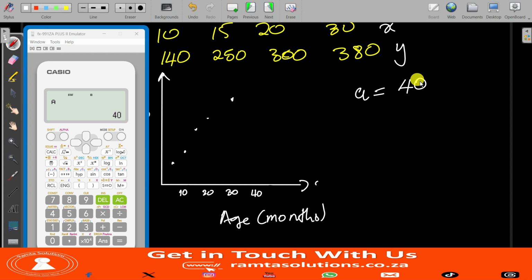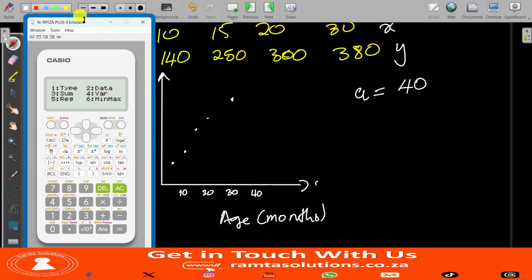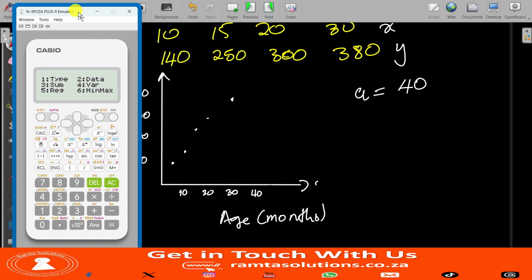All right. Now, once again, we're going to press shift 1. Even if you press AC to clear the screen is fine. We're going to look for B. We took A. Now we're going to go to regression once again and look for B. And we find that B is 12, right?